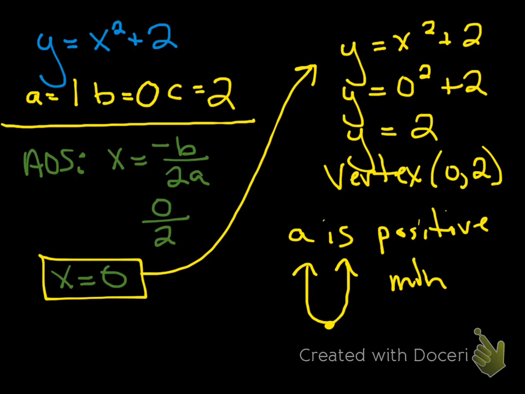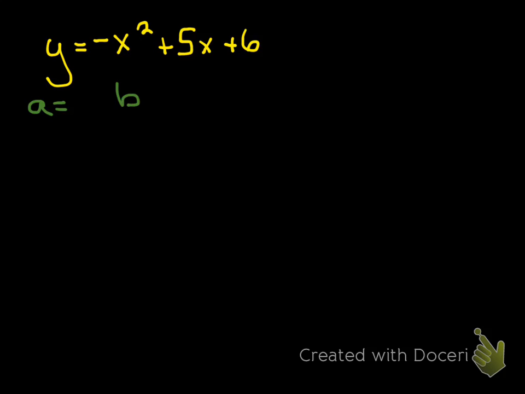All right, on to number 11. All right, we got y equals negative x squared plus 5x plus 6. So again, doing the same steps, A, B, and C. All right, our A is actually negative 1, because the 1's not there, but it means negative 1. Our B is 5, and our C is 6.